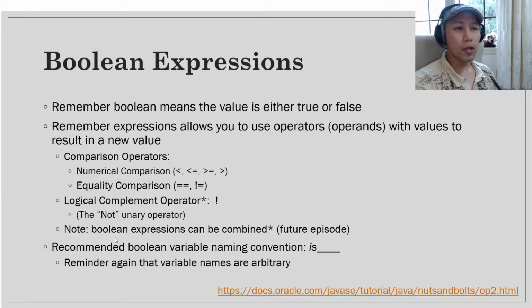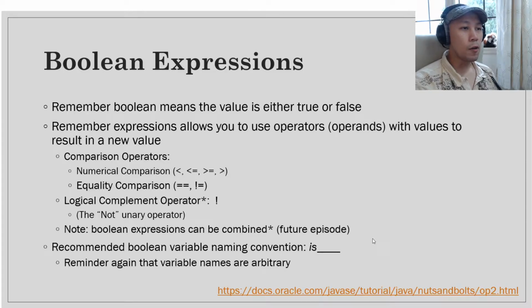There's also the possibility, and in fact you will frequently have to combine Boolean expressions. I will touch on that a little bit for this episode, but I'm not going to focus on it that much. Remember that Boolean expressions typically are intended to be true or false, and so the recommended Boolean variable naming convention is to say is blah. And as a reminder, variable names are arbitrary, so you can name it whatever you want. This is just a recommendation.